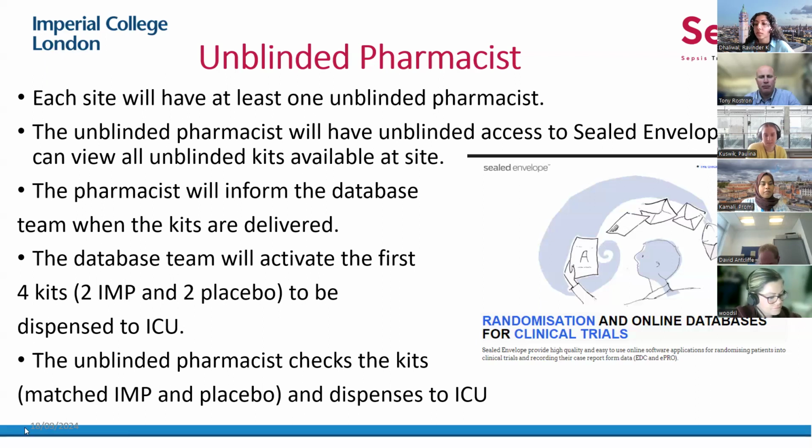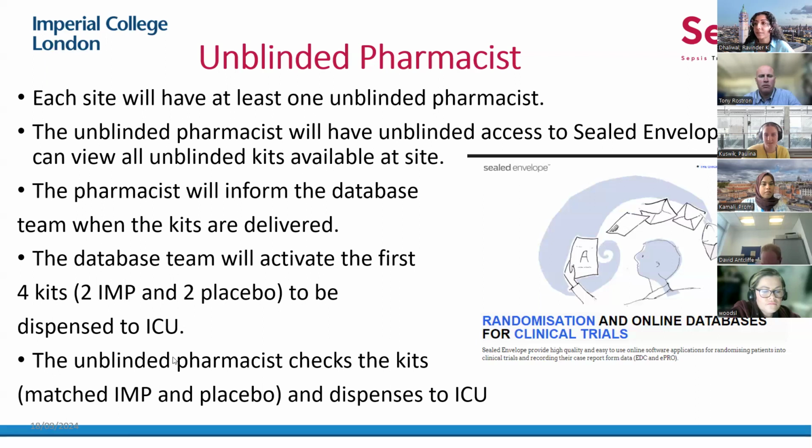When the IMP has been delivered, you will then email the database team, as Ravi mentioned previously, and we have a template for this email just on our website as well. You will then email the database team with what kits have been delivered. The database team will be able to then activate the 2 IMP and 2 placebo, and you will then be able to send that up onto the ICU.